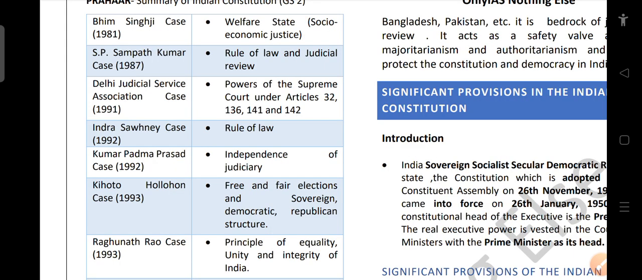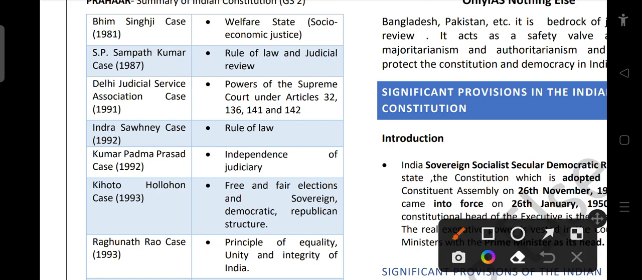And then Beam Singh Ji case, 1981, welfare state, socio-economic justice. And then SP Sampath Kumar case, 1987, rule of law and judicial review. Then in the Delhi Judicial Service Association case, 1991, power of Supreme Court under Article 32, 136, 141, 142. All these are basic structure.